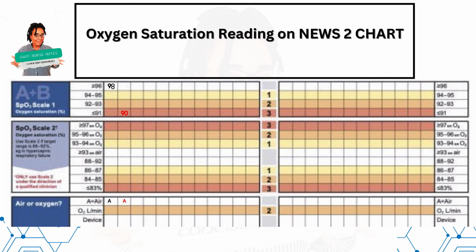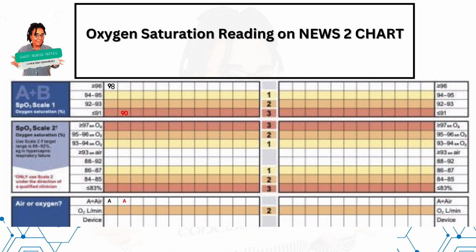Second, based on the SpO2 reading, look for the row and column in which the reading belongs. Note carefully that the readings are set within ranges on the NEWS 2 score chart. Please observe carefully each row. At the end of each row, there may be a score. Score can be from 0 to 3.